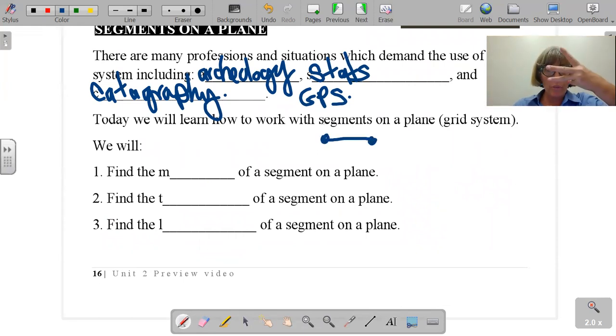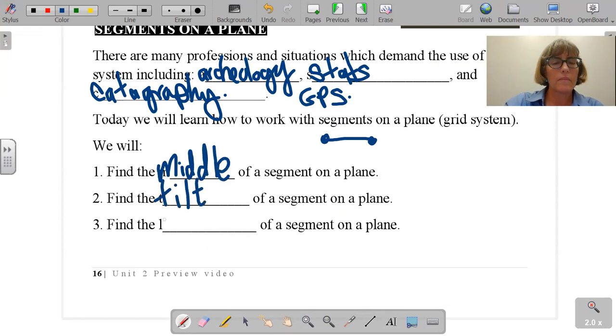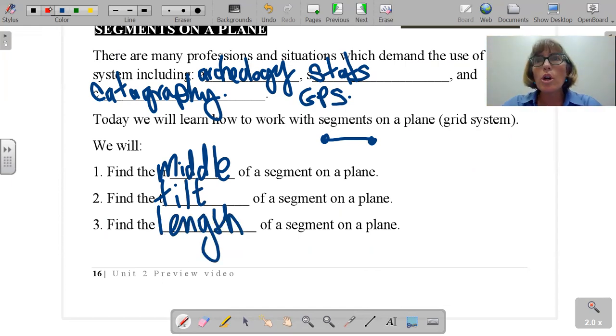We're going to be working with 3 things regarding segments, 3 things. If you put your hand like this, trace your arm. We're going to be talking about the middle of a segment. Tilt your arm back and forth, the tilt of a segment. Trace the length of a segment: the middle, the tilt, and the length.